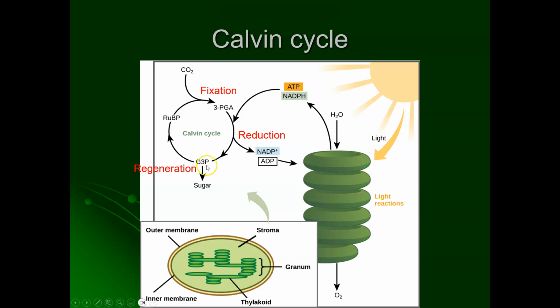However, we do have to regenerate our RuBP, and so some of those G3Ps that we make go into regeneration so that we can keep this cycle going. If we don't regenerate, this isn't a cycle. Photosynthesis grinds to a halt, the plant dies. So we have to do all three of these steps in order to keep photosynthesis going. So we fix our carbon, we reduce our PGA to G3P. Some of the G3Ps regenerate to RuBP, but some of them get to exit so that we can convert it to a sugar that the plant's going to use as a food source.